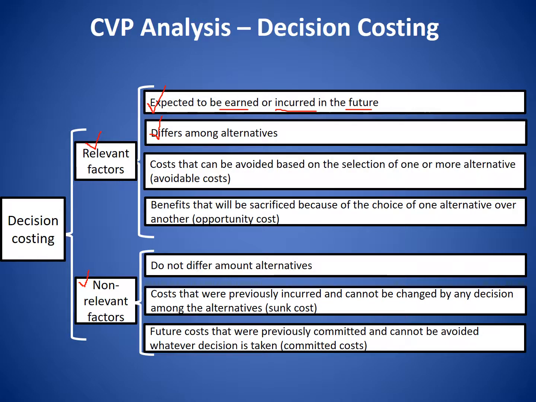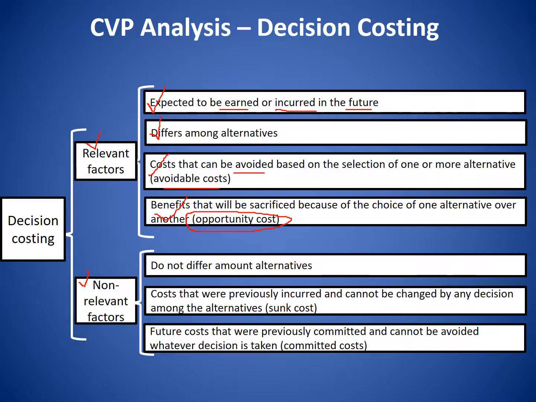Number three, relevant costs are also costs that can be avoided based upon the selection of one or more alternatives. We call these avoidable costs. So if we make one decision over another and we can avoid cost with that second decision, that's relevant to that decision process between the two alternatives. The last area is benefits that will be sacrificed because of the choice of one alternative or another. This is called an opportunity cost.